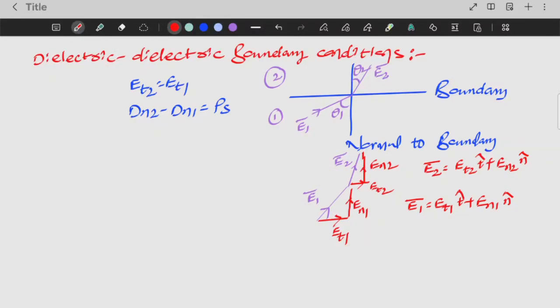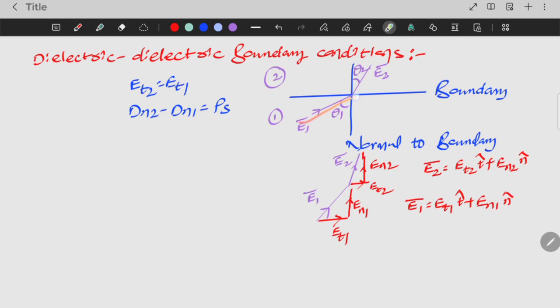In this video, we will discuss the dielectric boundary conditions and dielectric-conductor boundary conditions. In the case of dielectric boundary conditions, you can see this is medium 1 and this is medium 2. Medium 1 has the dielectric constant epsilon r1, and medium 2 has the dielectric constant epsilon r2. This is the normal to the boundary, and this is the boundary which is separating the two media, 1 and 2.